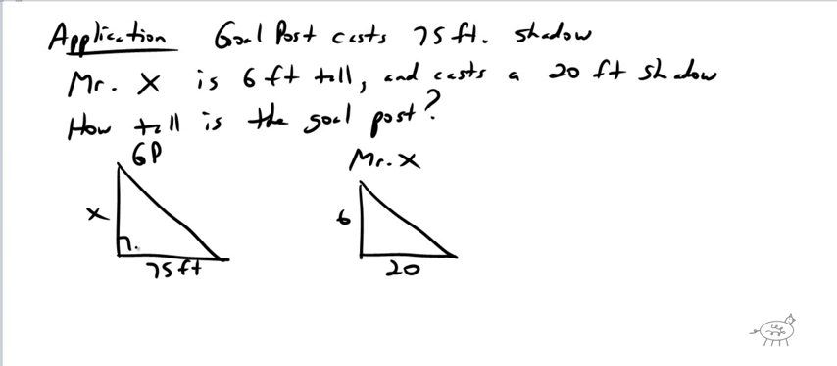Now this is a right angle because they're standing perpendicular to the ground. And just the way the sun is shining down, because you measure at the same time, this angle is going to be congruent, and that means this is going to be congruent. Then it's really easy. Remember, I said keep the goalpost stuff on top. So that's x over 6, Mr. X is on the bottom, and 75 is the height of the goalpost, and 20 is Mr. X's shadow. So on the bottom is Mr. X, on top is the goalpost.